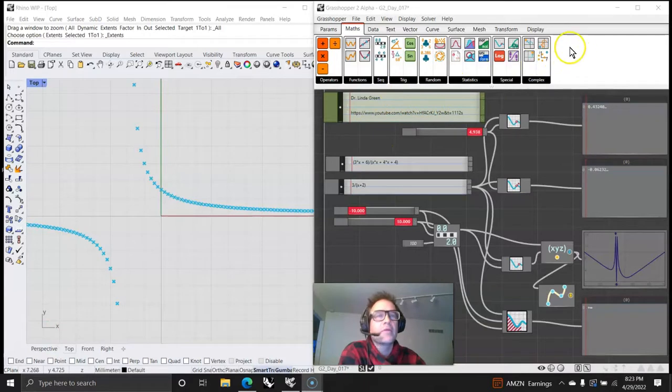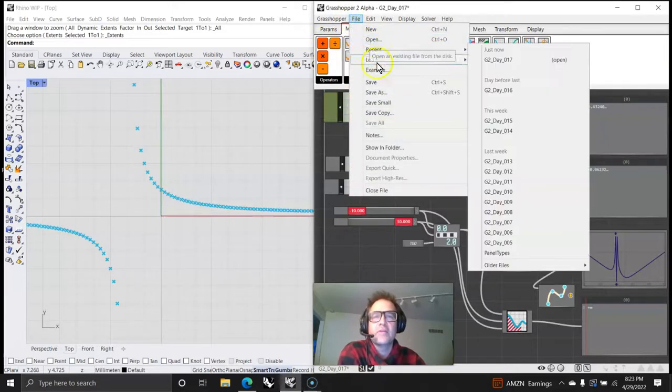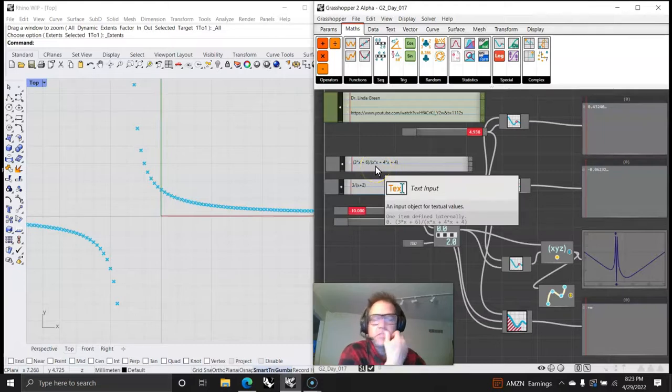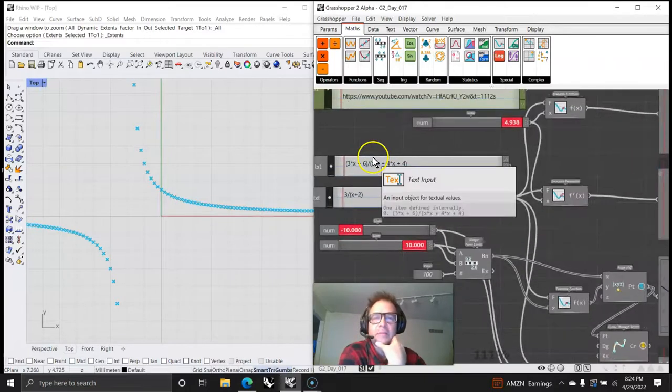I think we're at G2 day 17, more or less. Guess better save it in case anything crashes. And basically, it starts out by just factoring and simplifying equations.